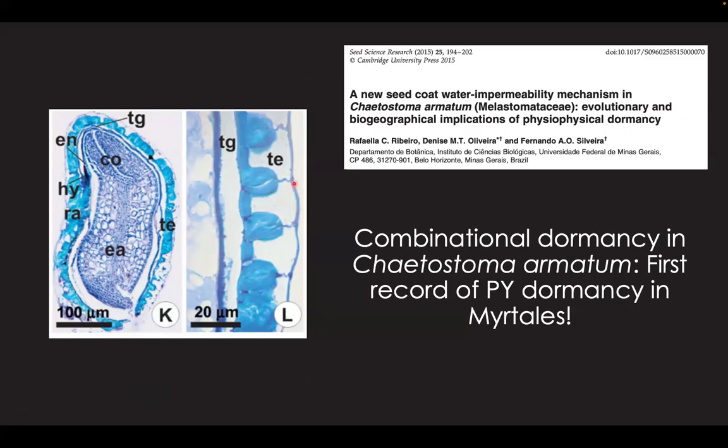So this is the seed coat, and this is the outside of the seed. And even if water is able to enter the seed coat, the water remains trapped in the lumen of the seed coat cell, so it isn't able to enter the seed and the embryo and hydrate them. And this is really interesting because this was the first time that such a mechanism was described in all angiosperms.